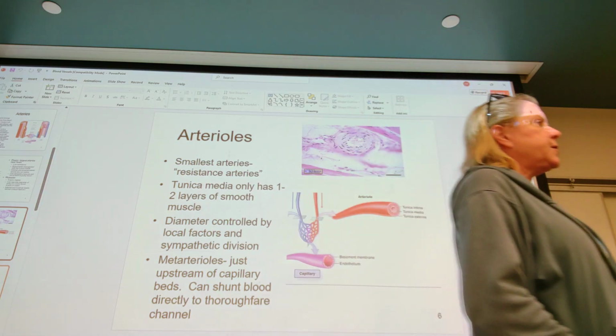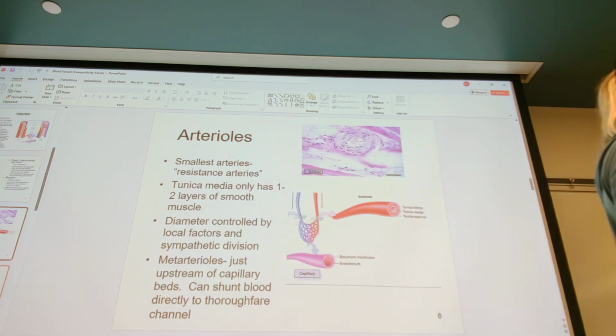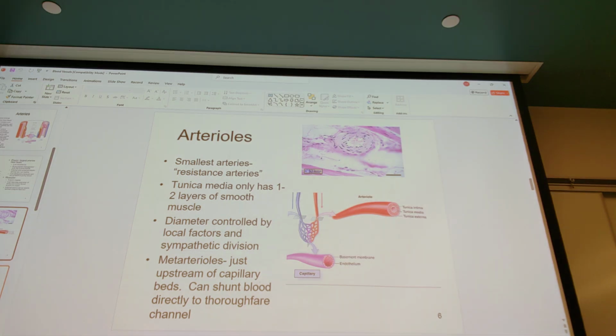So arterioles, they have all 3 layers. They have a tunica intima, they have a tunica media, and they have a tunica externa. They are going to branch off into metarterioles, and these metarterioles can shunt blood to different capillary beds.